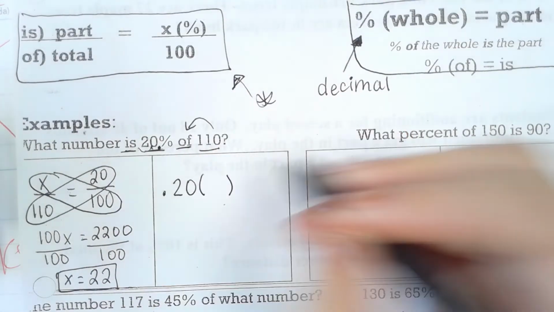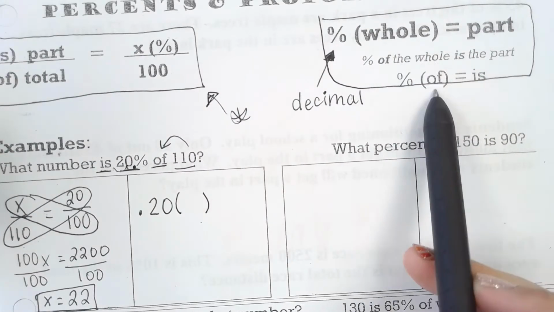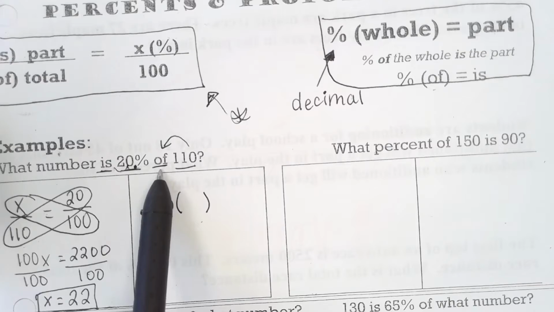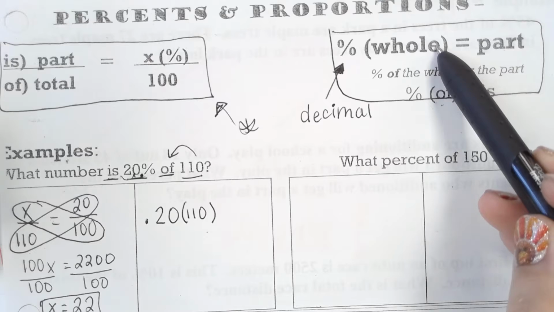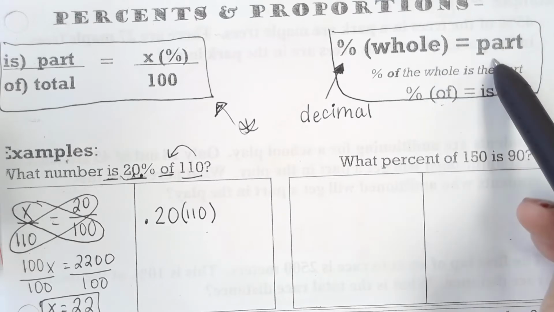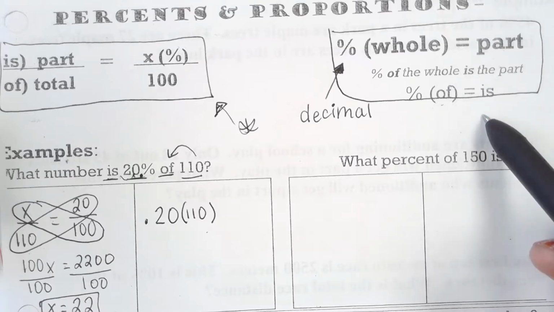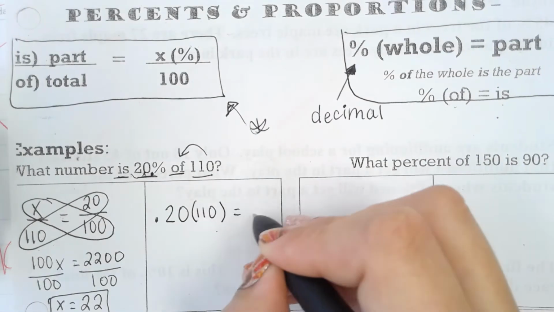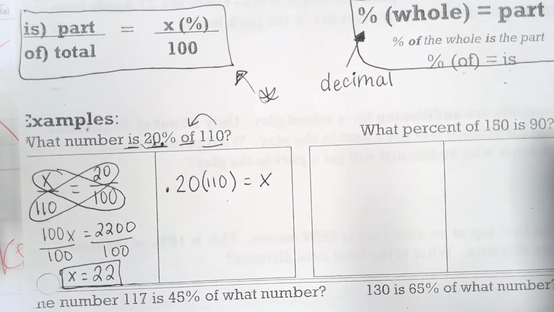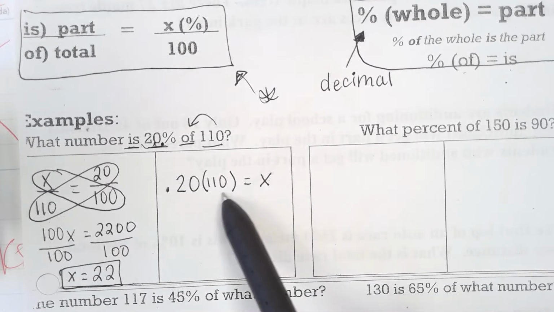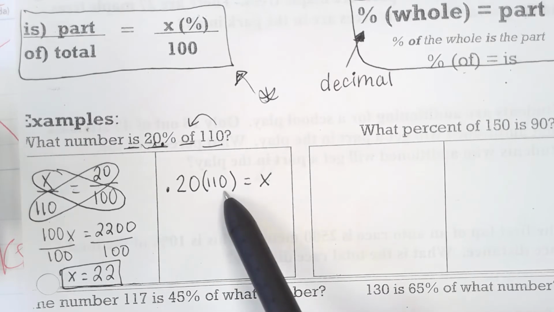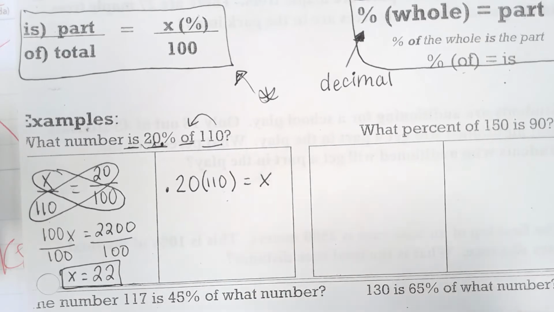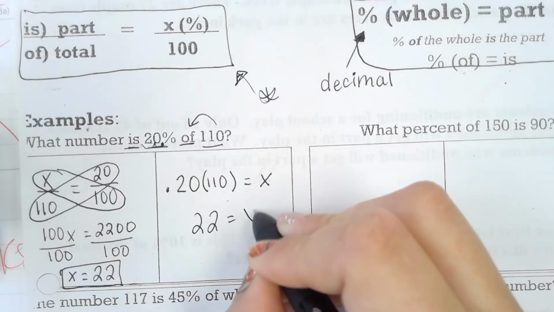And we are going to multiply that times the whole, or the total, or the of. And again, 110 was talking about the of, so I'm going to plug in 110 for the whole in our formula. And then it's going to equal the part. And remember, the part was what we were trying to find, or in other words, the is. So that's going to be my variable. So x is already by itself, and it's telling me that all I have to do is multiply these two numbers together. So if I take 0.20 times 110, because remember a number shoved up next to parentheses means multiply, I would get the answer of 22 again.